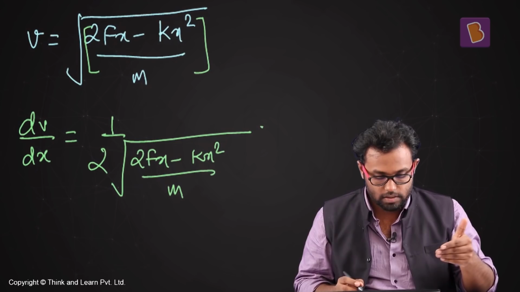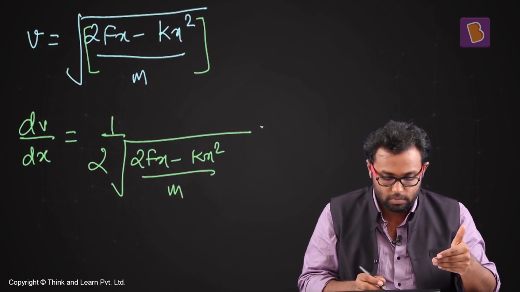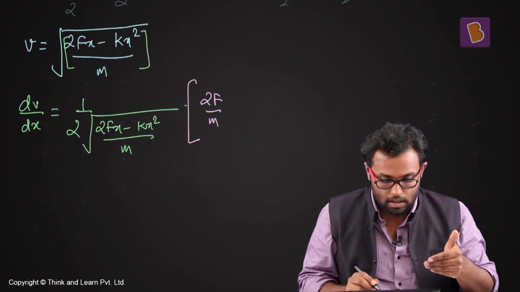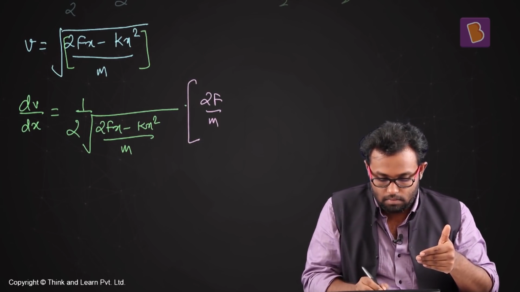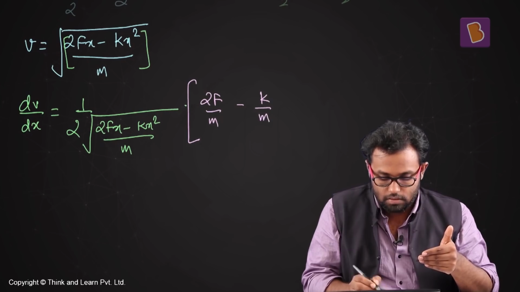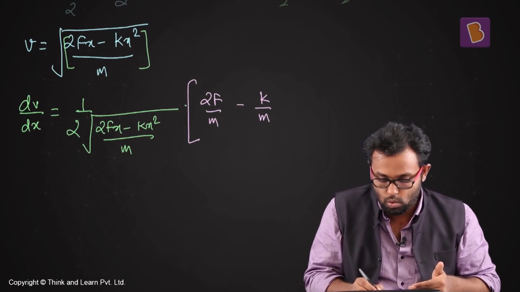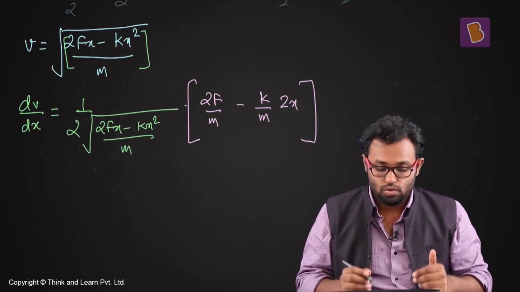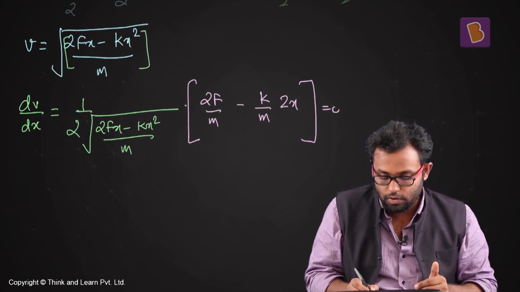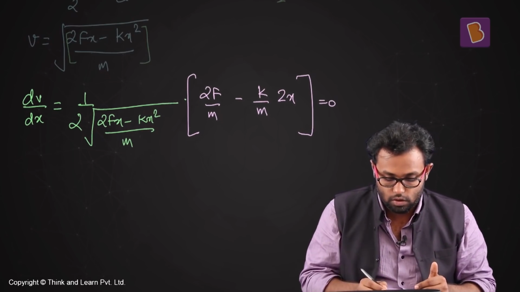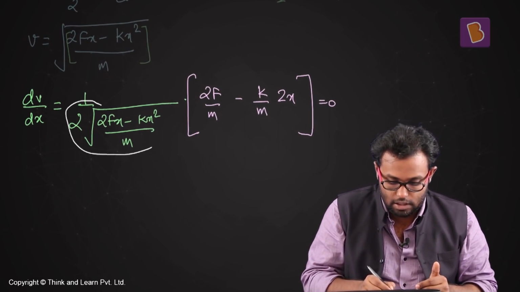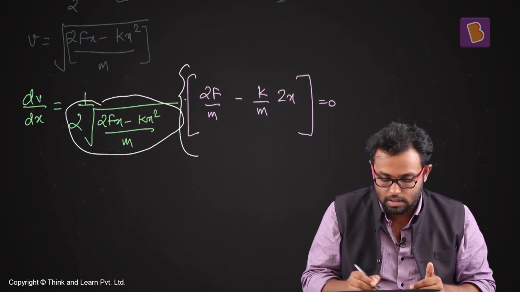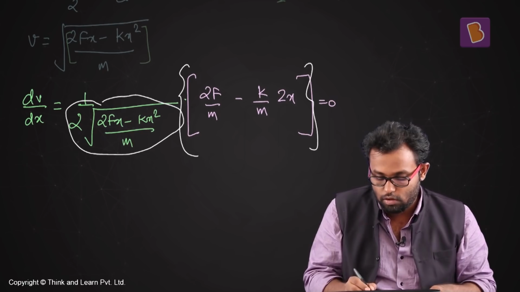So let's do the chain rule. The chain rule tells us to go inside and differentiate. When I differentiate 2Fx by m, I get 2F by m, and minus k by m, since the differentiation of x square with respect to x is 2x. The whole thing gets multiplied. This is what I get. Now I have to equate this whole thing to 0. The thing in the denominator cannot be 0, so the numerator has to be 0. I have to set that equal to 0.